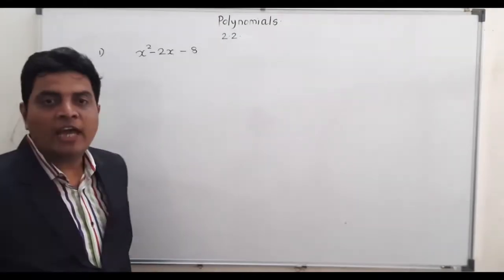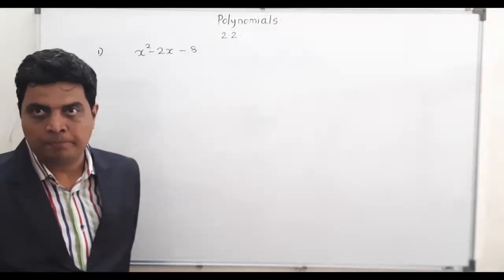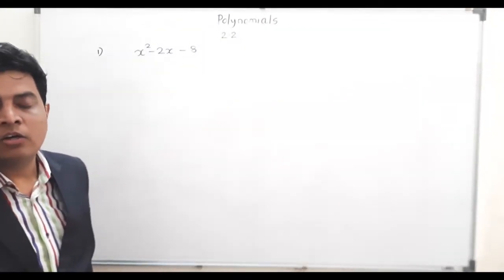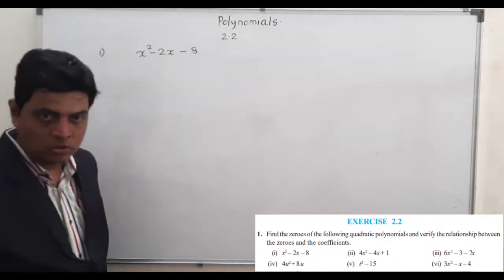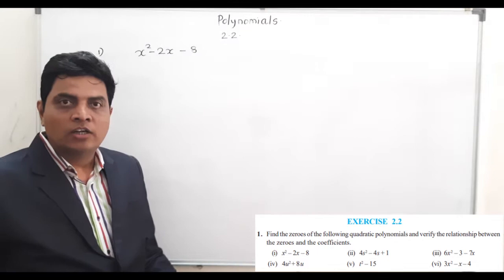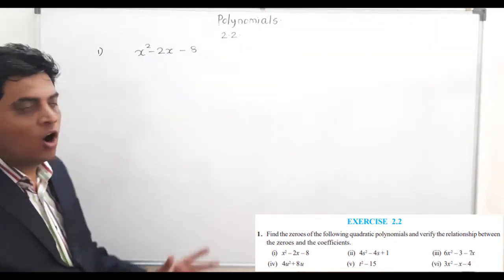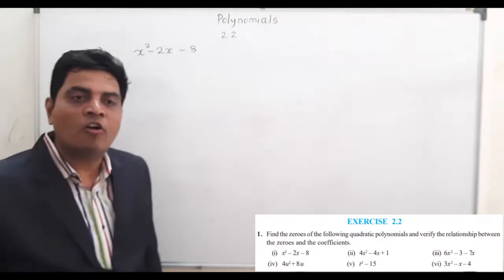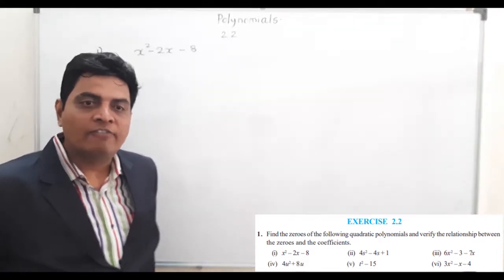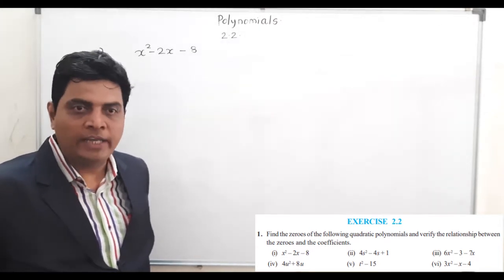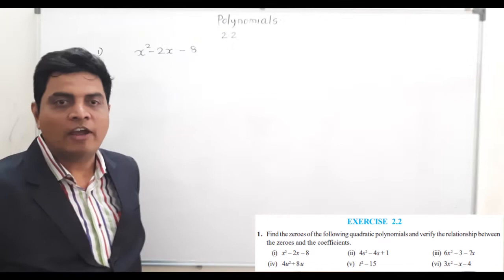In this video, we are going to solve exercise 2.2 of the polynomial chapter. The question is, you have to find the zeros and then verify the relationship between the zeros. Means first you have to find the value of alpha and beta, and then you have to show that alpha plus beta is minus b upon a and alpha into beta is c upon a. This is what we have to prove.